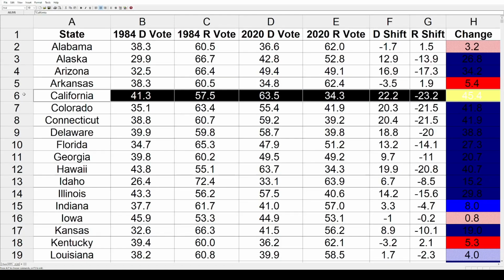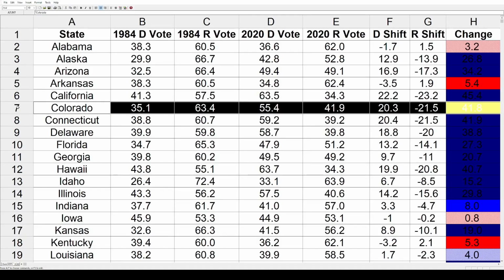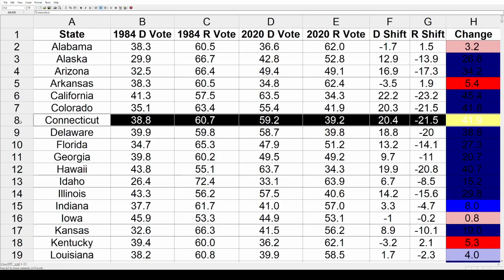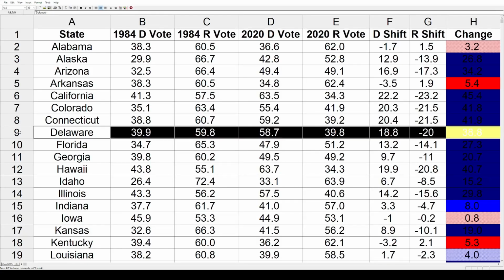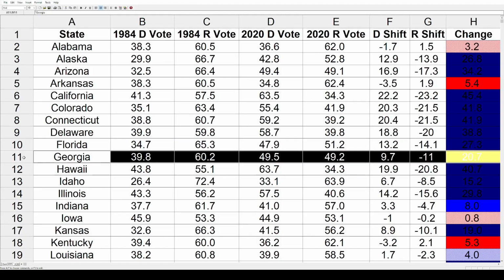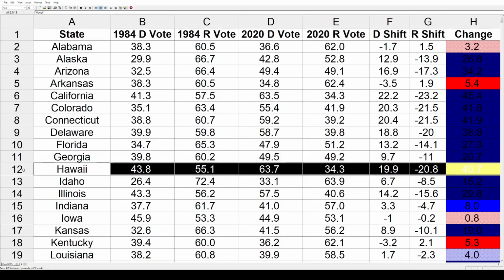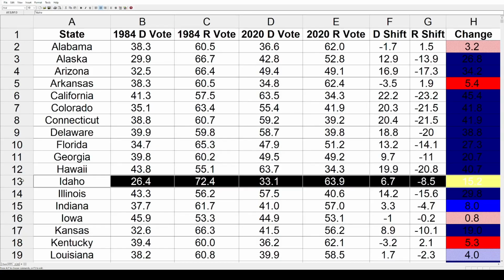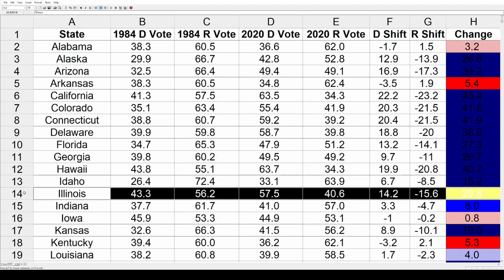And now we've got a ton of massive blue shifts here. First in California, that went toward the left by 45.4, one of the biggest shifts on here. Colorado did the same by 41.8, Connecticut 41.9, Delaware 38.8, Florida 27.3, Georgia 20.7, Hawaii 40.7, Idaho 15.2, Illinois by 29.8. A lot of major shifts there toward the Democrats.